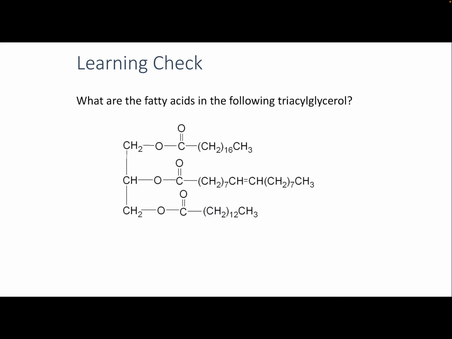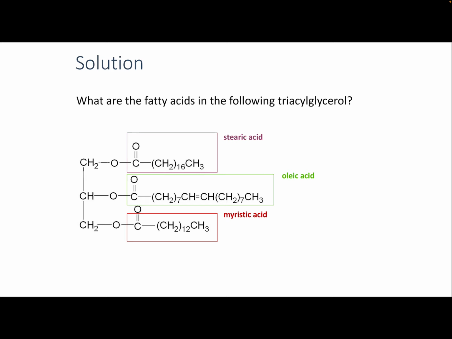Here, you would need to look this up, right? You'd have to count out how many carbons are in each of these to be able to really answer this. Don't forget this carbon, right? That's part of it. See if you can guess or answer what are the names of these fatty acids. So pause it, look those up, give it a shot. 18 carbons stearic, 18 carbons with a double bond, oleic, and then this one is 14 carbons.